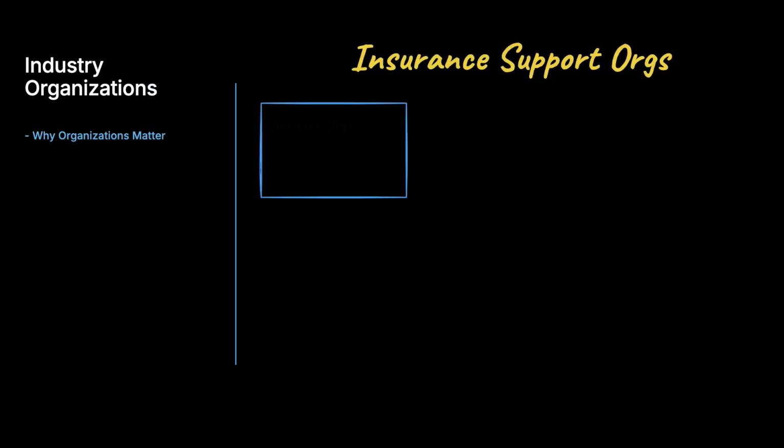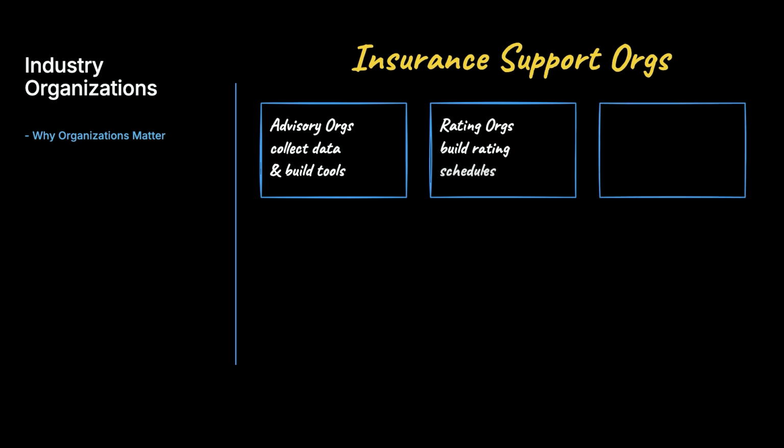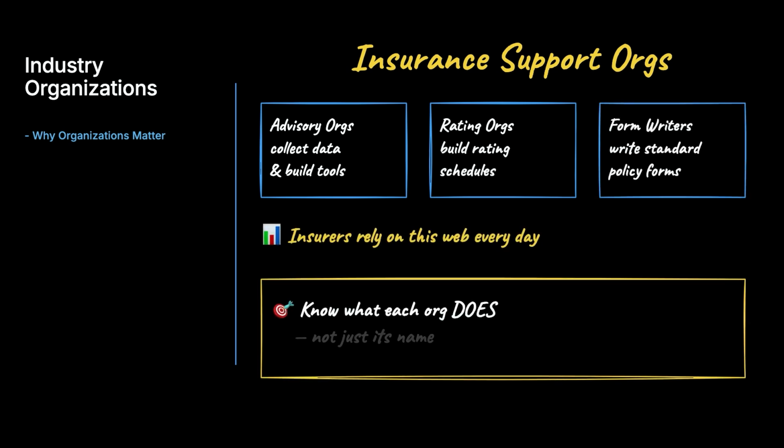Let us begin with the organizations that quietly run insurance. Insurers do not work alone. A web of advisory and rating organizations collects data, builds rating tools, and writes standard forms that companies rely on daily. The exam wants you to know what each one actually does, not just its name, so let us map them out.